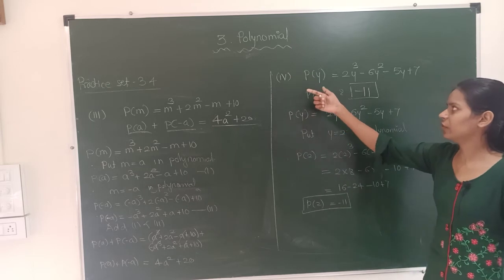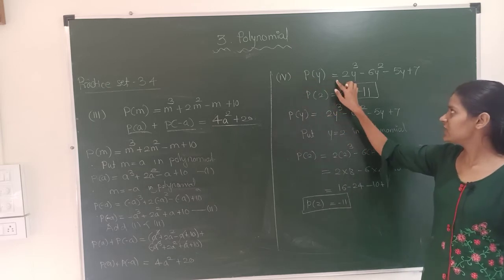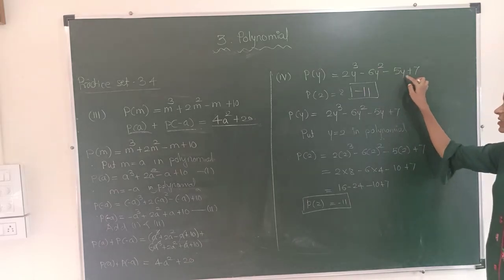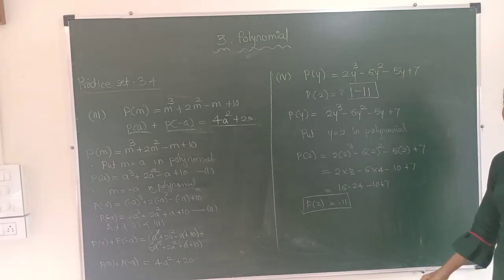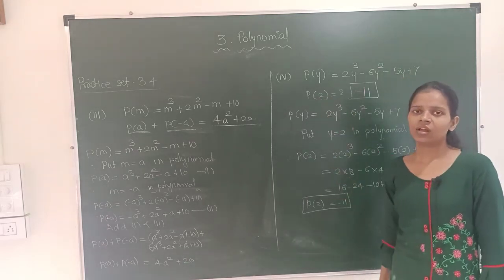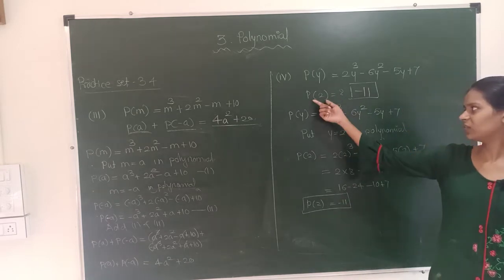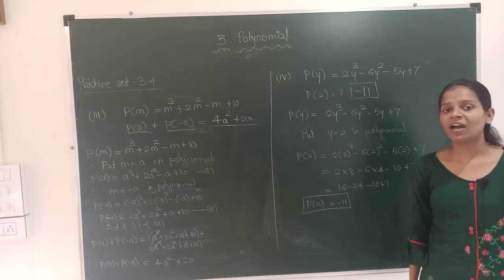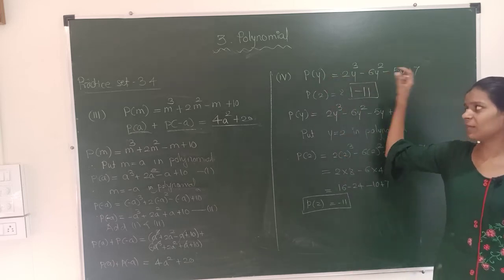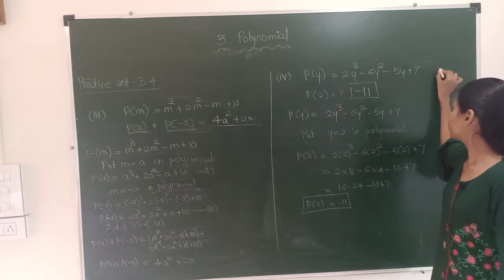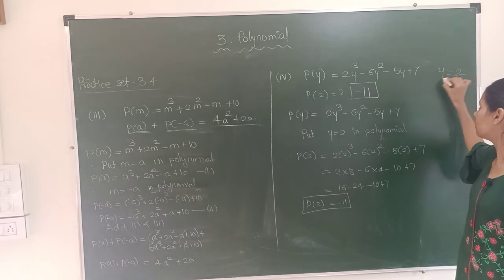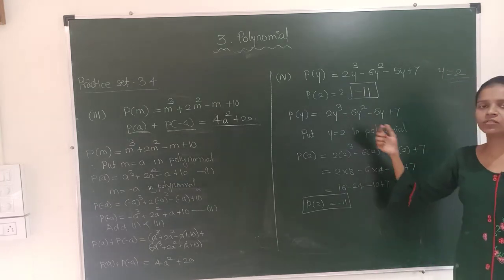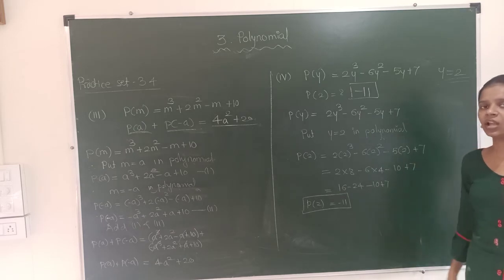This is question number 4. If p(y) is equal to 2y raised to 3 minus 6y raised to 2 minus 5y plus 7, then find p(2). Now here it is simple. They have asked you to find p(2). Then what we have to do? We have to replace the variable by 2. The variable is y over here. So we have to replace y by 2. We have to put y equal to 2 in the given polynomial.